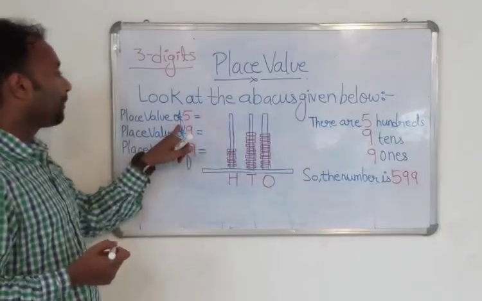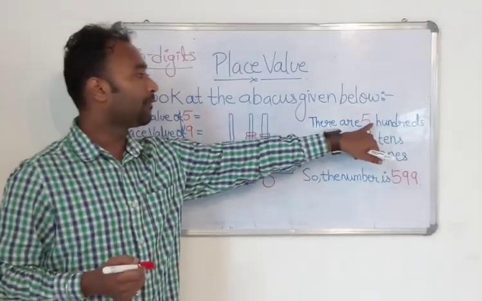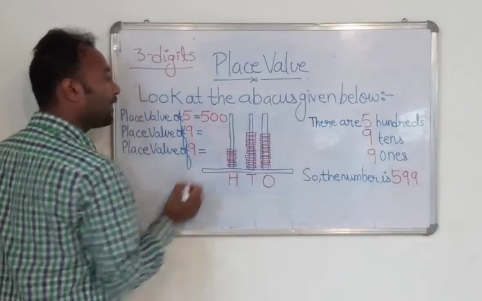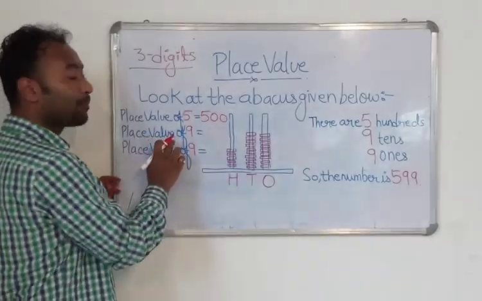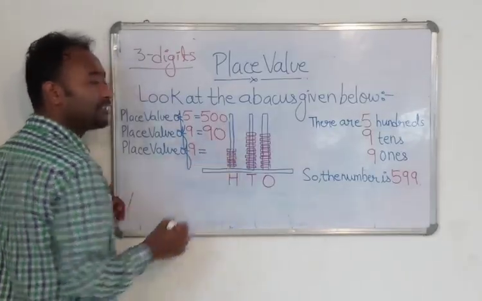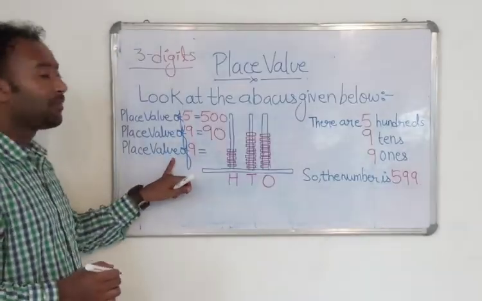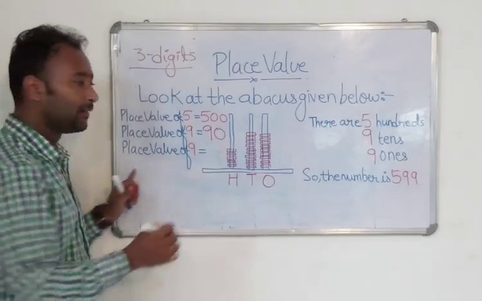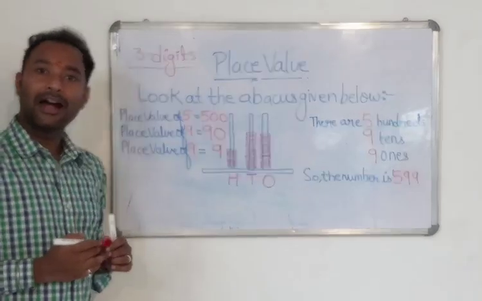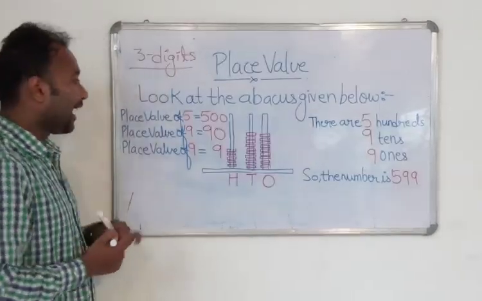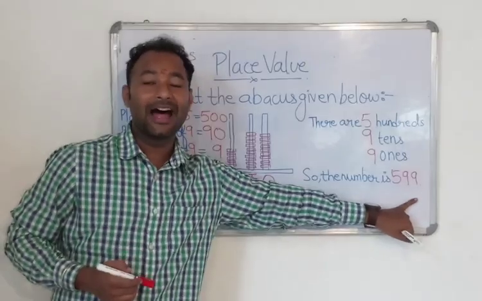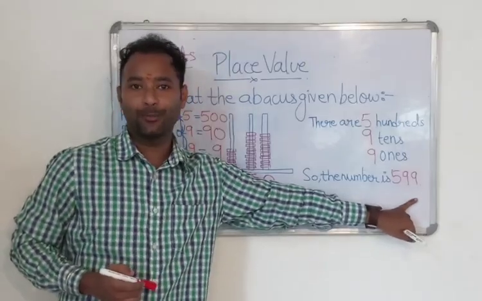So what is the place value of 5? Place value of 5 is 500. So you will write here 500. What is the place value of 9? You will write 9 tens. And what is the place value of 9? It is simply 9. So your place values are already decided and the number is also there. Understood, students? I hope you enjoyed this topic.